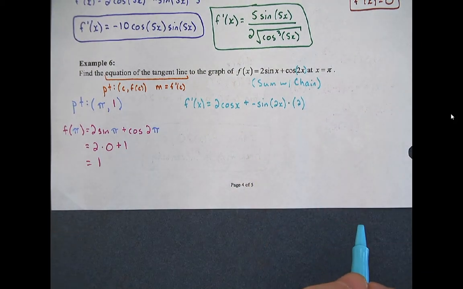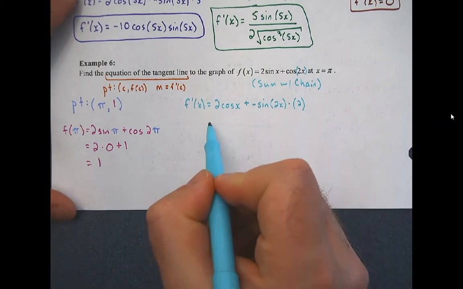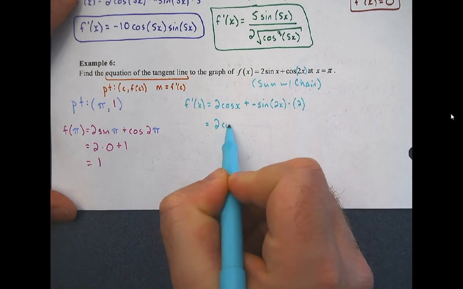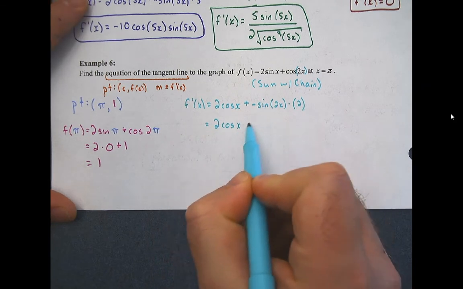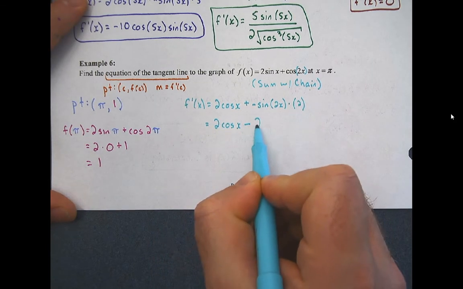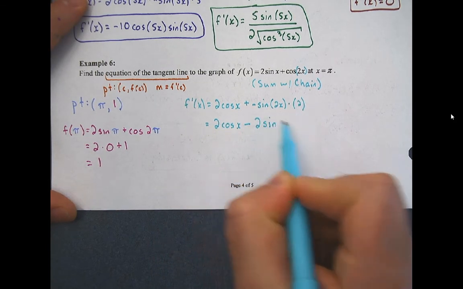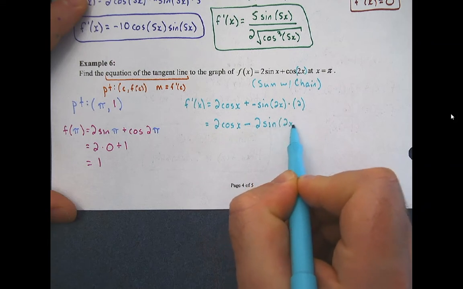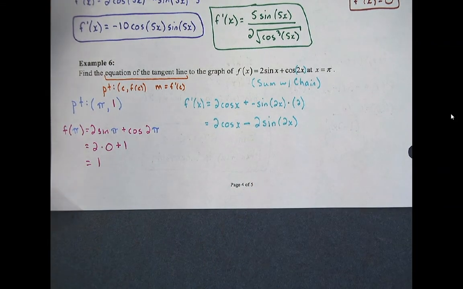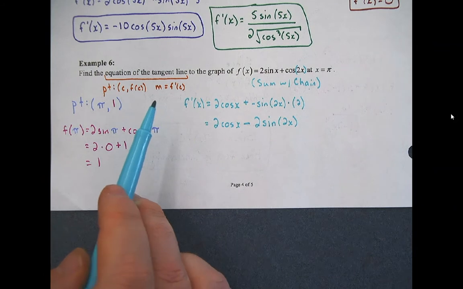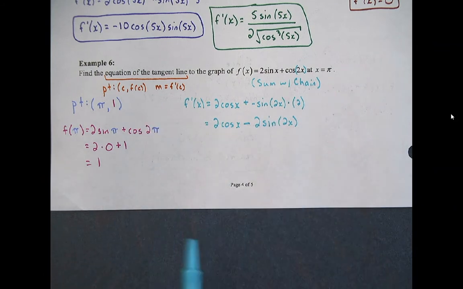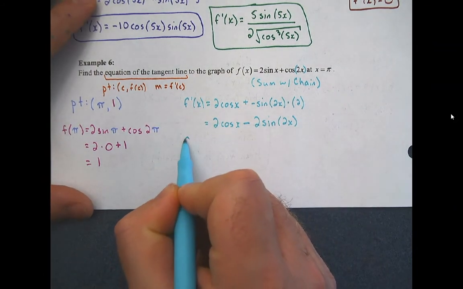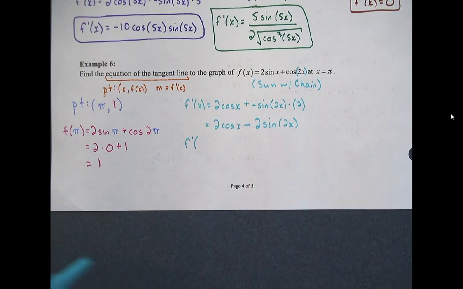All right, now we're going to start to try to figure this thing out. Let's see if we can clean it up a little bit. 2 cosine of x minus, I'm going to push my coefficients out front, 2 sine of 2x. So that's f prime. Well, we want to figure out the slope at pi. So now I'm going to do f prime of, and again, I'm going to put pi in there.